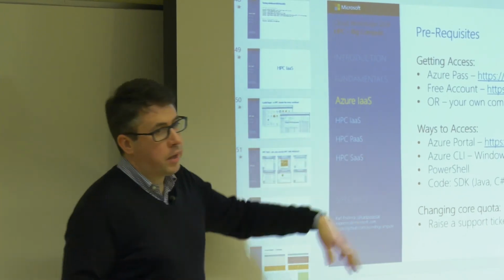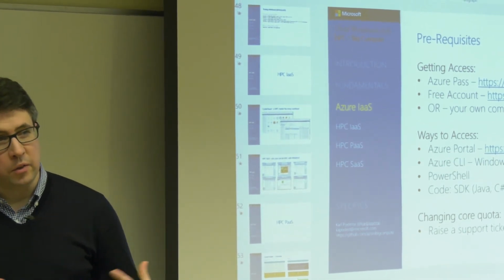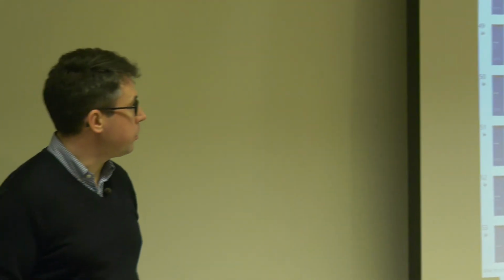HPC IaaS is where we have a lot of interest. People like to still have this control. They like to make their own clusters, their own machines. This is where we have maybe two different options, two different tools that are available. So one which I'll show you now, I'll do a little demo, is this CycleCloud tool.